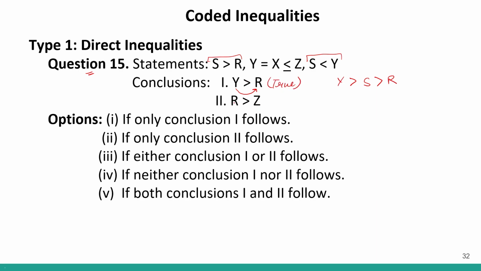Now we have to find whether R is greater than Z. So we will move from R to Z. Over here we have R, but in front of R we have only a small door. So I cannot proceed further. Therefore this will be false. So my answer will be that only conclusion 1 follows, which is given in option number 1. This will be my answer. Am I clear?